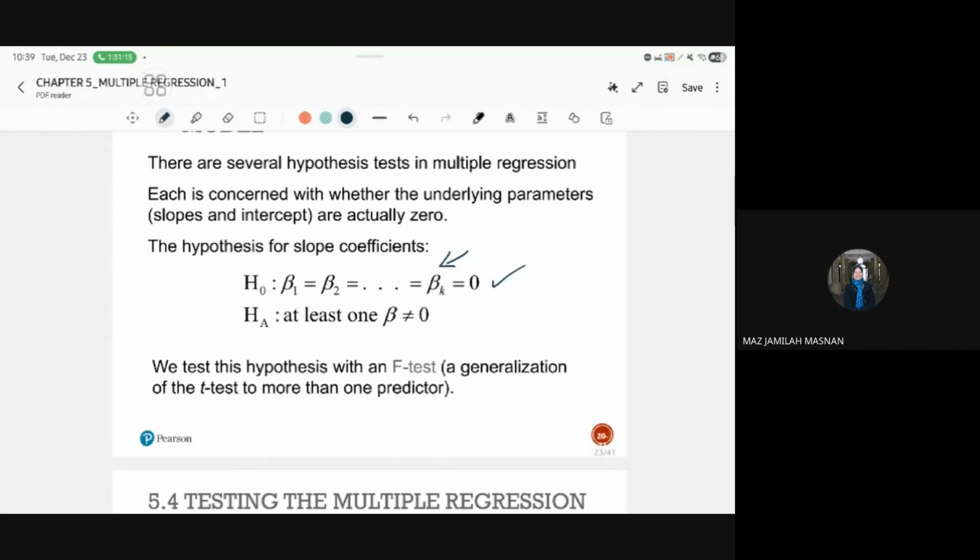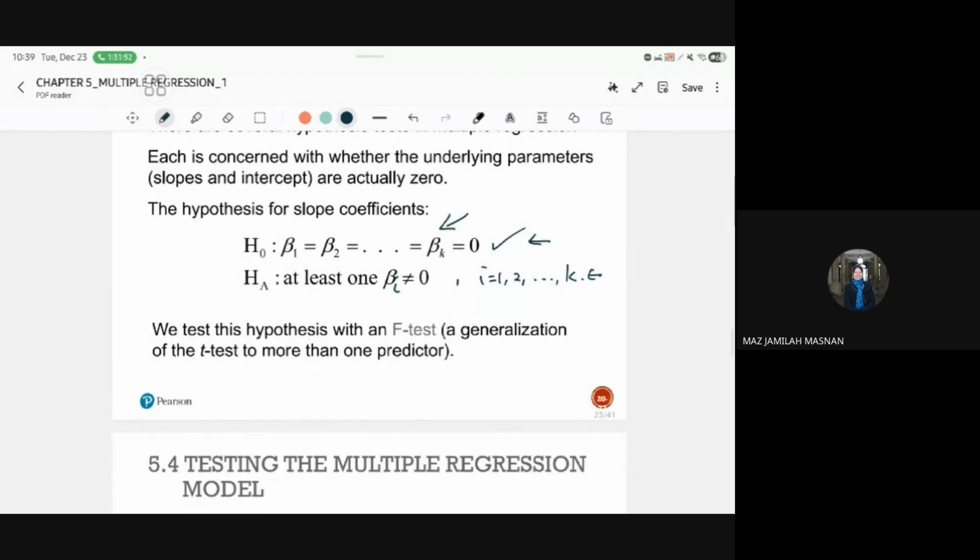And the alternative statement will be that at least one of beta I, where I is equal to 1, 2 until K, is significant. In this case, you can imagine that the model is not significant: no relationship between beta I and the model and the dependent variable. So we test this hypothesis with an F-test, a generalization of the t-test to more than one predictor.